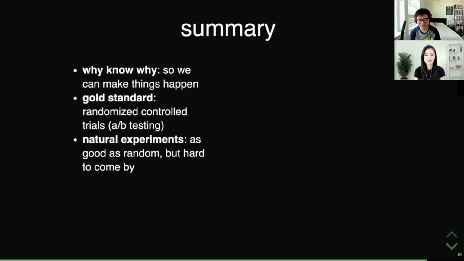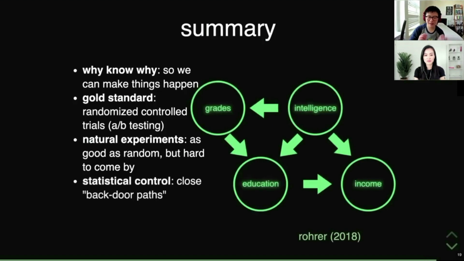Or in the case of instrumental variables, if you have a good instrument, then you can take advantage of it to do causal inference. But natural experiments are really hard to come by. So sometimes we need to use some sort of statistical control to rule out alternative explanations.